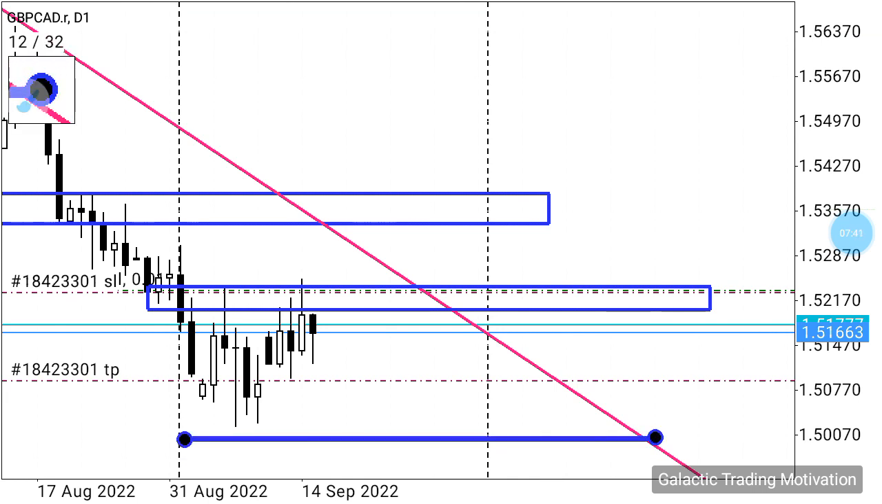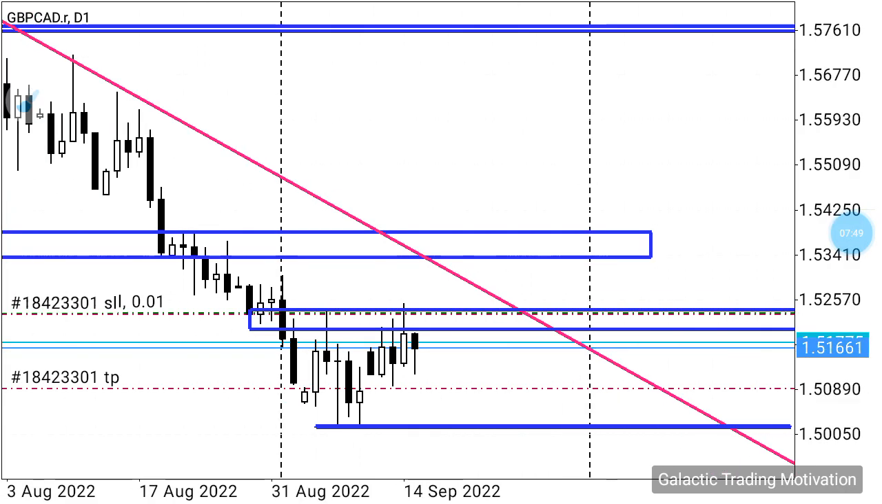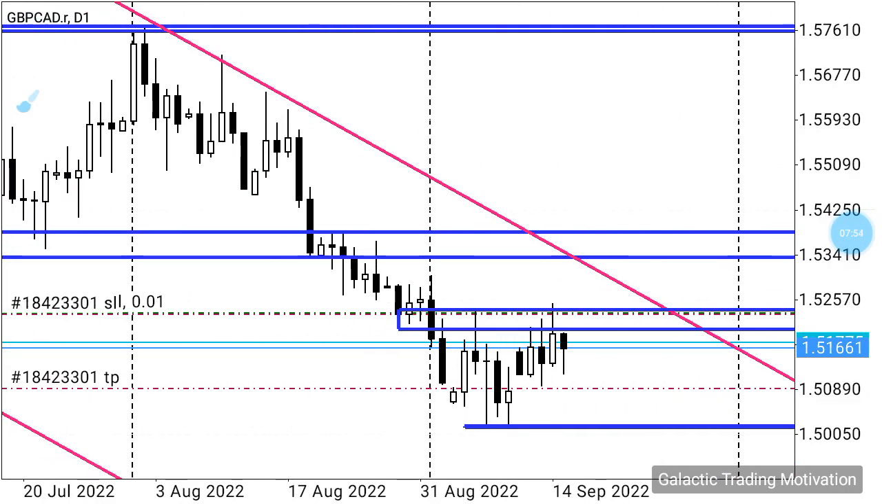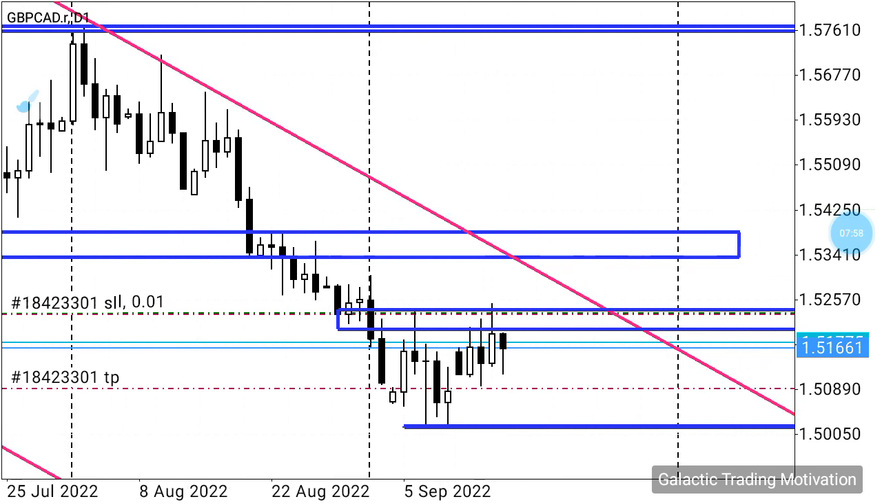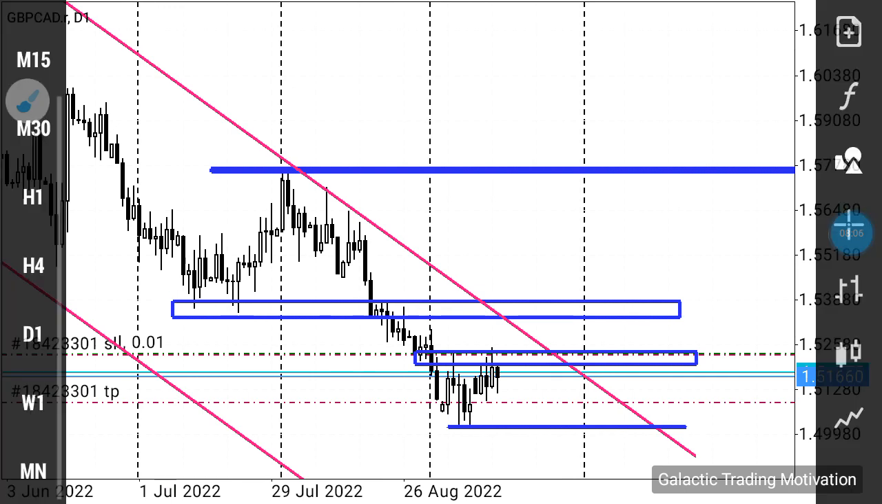So I'm just going to mark this area as well because it is extremely important. There we go. Right. From this point, I'm just going to head down to the H4 chart, seeing that I don't see much of interest at this point in regards to the daily chart of GBP CAD. So just bear with me.